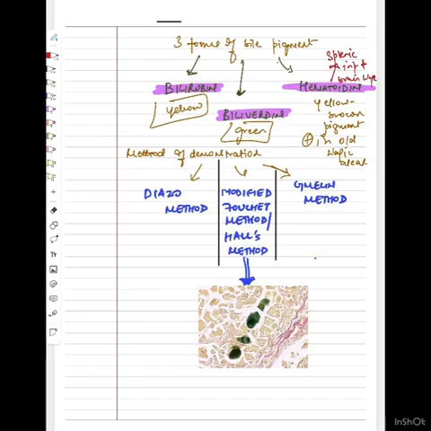What are the methods of demonstration of bile pigments? There are 3 methods of demonstration. The first is the diazo method. So the diazo method basically involves a reaction between the bilirubin and diazotized sulfonylic acid.